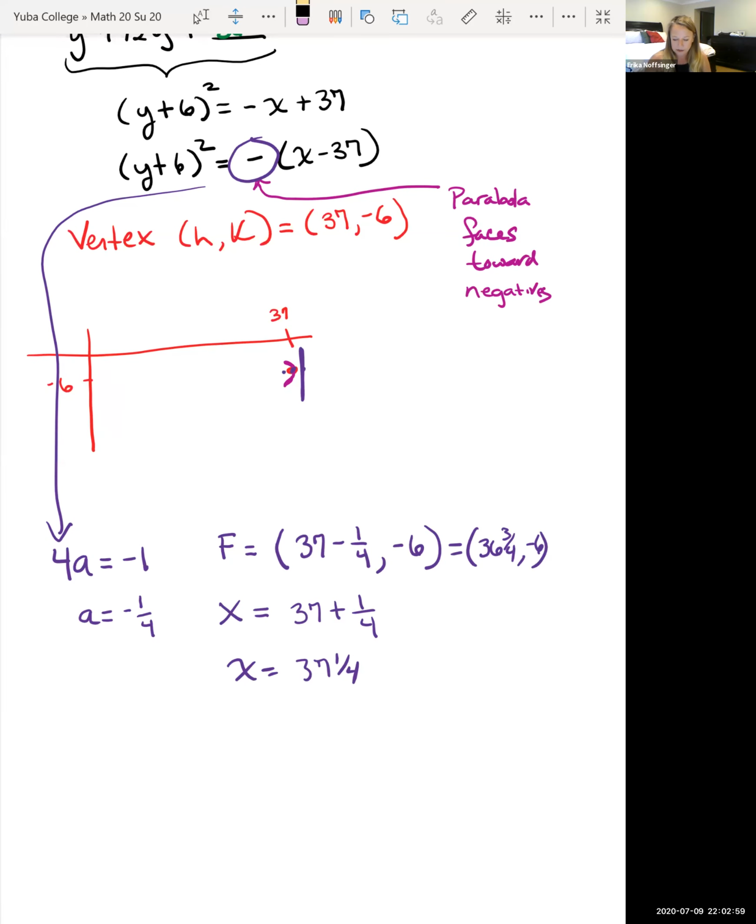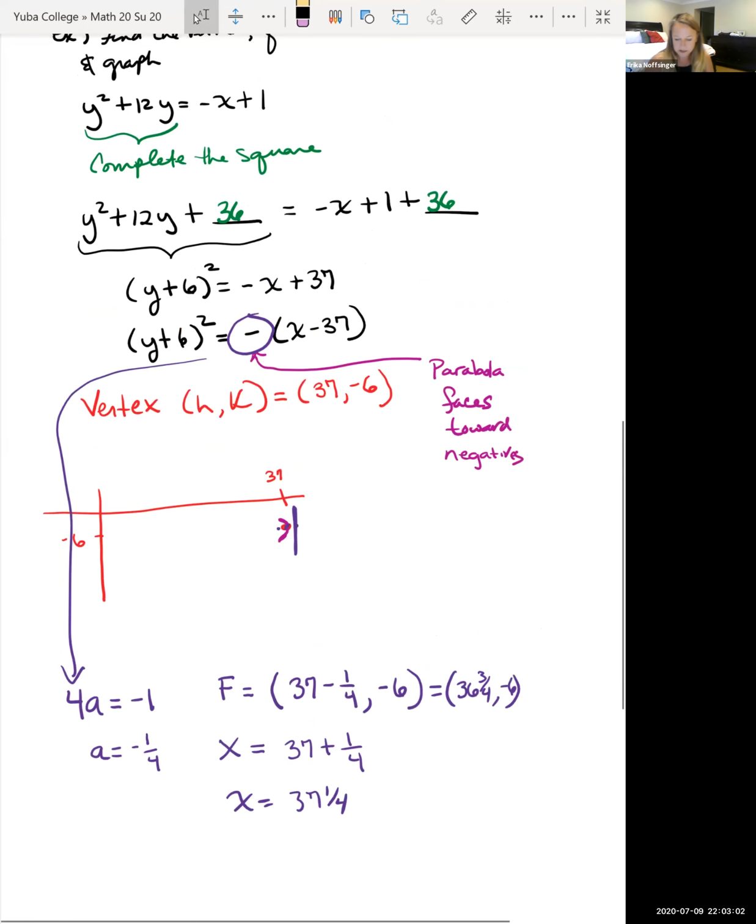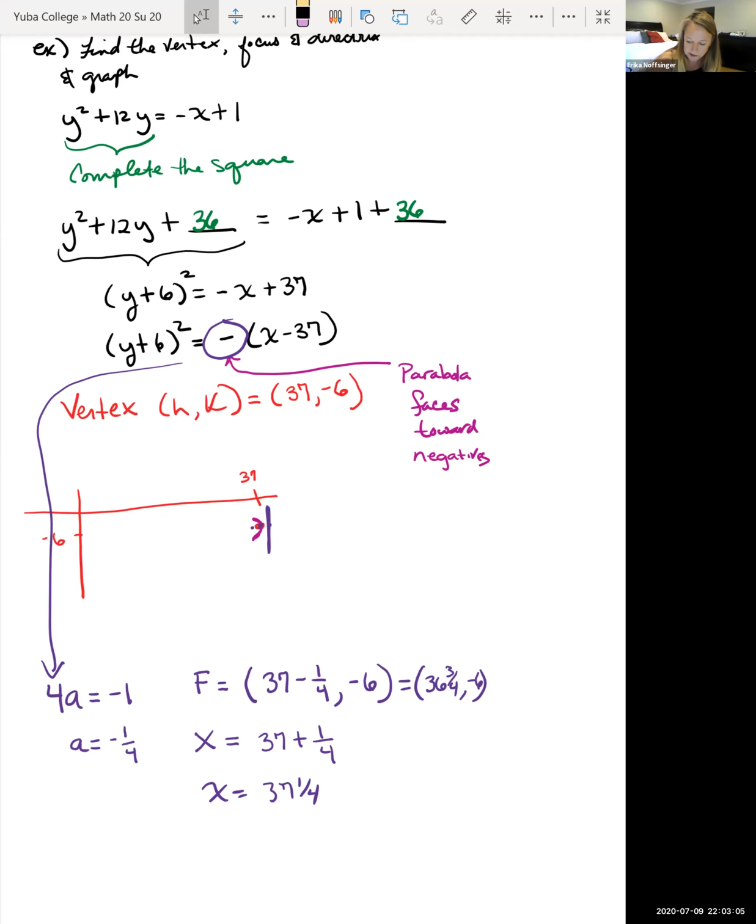If we look back at our original problem, we can find the x-intercept pretty easily by just letting y equal 0. I'm sorry, the x-intercept's the easier one, so let's do that one first. For the x-intercept, we're going to let y equal 0. What we would have is 0 squared plus 12 times 0, that's just 0, equals -x plus 1. Add x to both sides, you get x equals 1. Okay, so this is intersecting at 1.